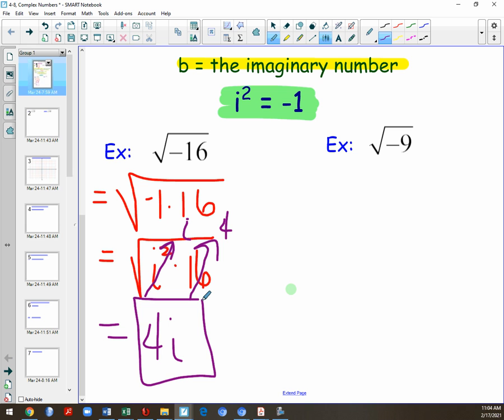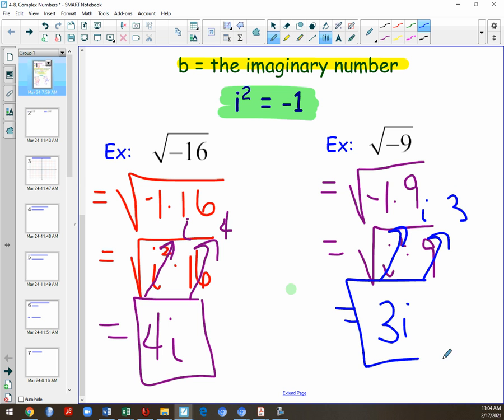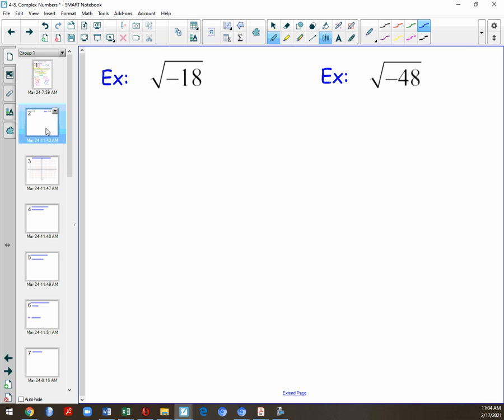Same thing over here for the square root of -9. So that's going to be -1 times 9. -1 is the same thing as i squared. And then if I take the square root of i squared, that gives me i. The square root of 9 gives me 3. So my answer is 3i. Okay? Now, with that being said, let's go ahead and go to the next concept here.